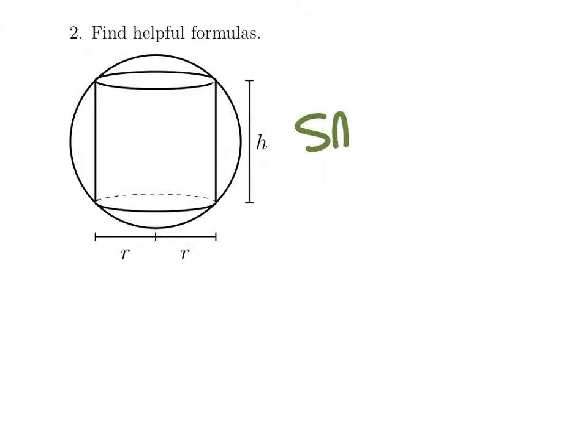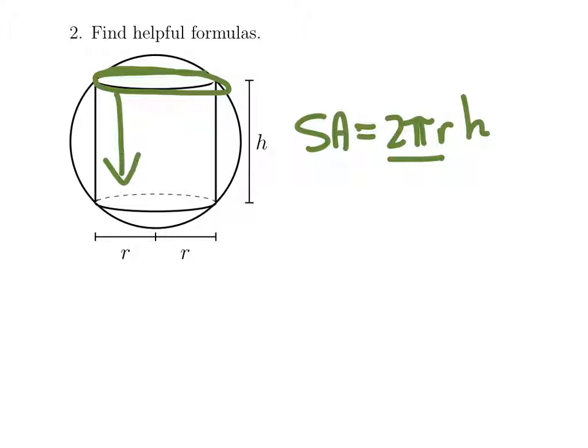The surface area we want is given by 2 pi r h, where the 2 pi r term corresponds to the circumference of the circle, and we're multiplying by h because that circle has been stretched h units in the y direction.